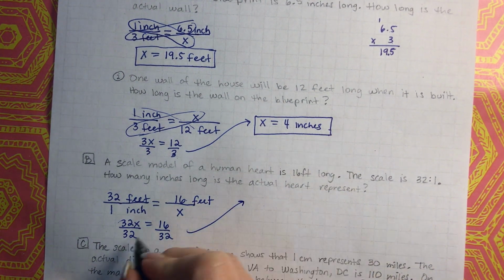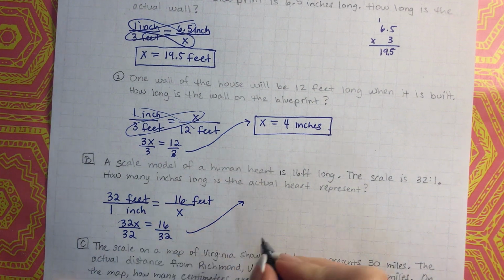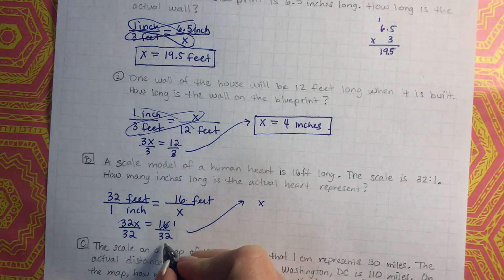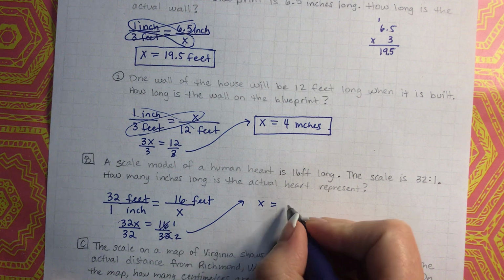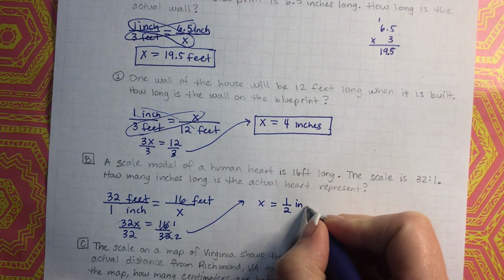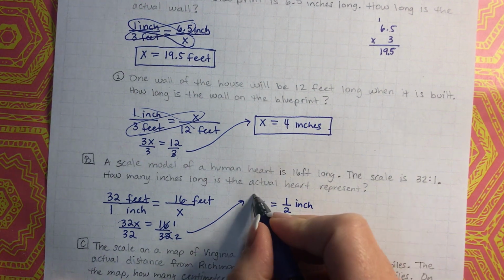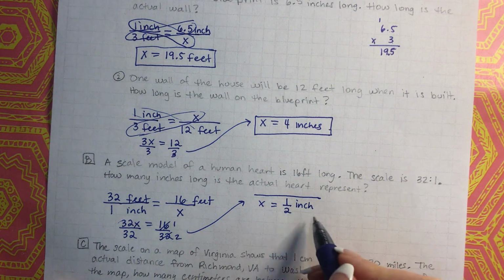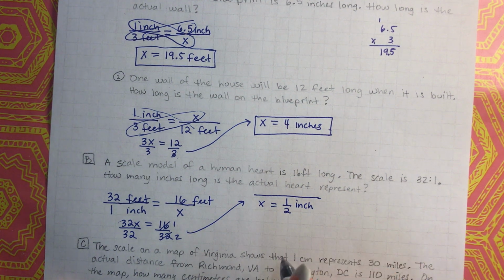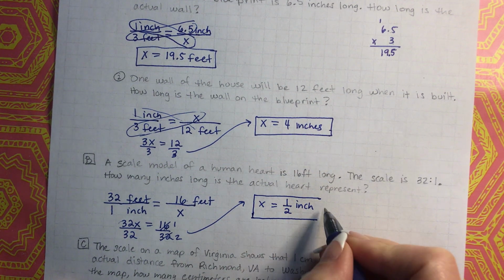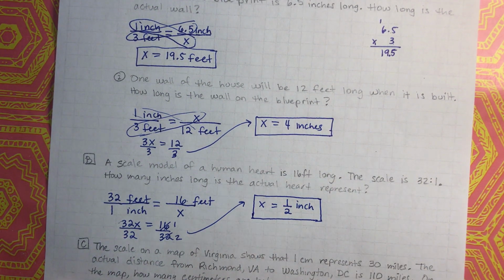Up here, 32 divided by 32 is 1. 1 times X is just X. And can we reduce that? Yeah, I think 16 goes into both. 16 goes into 16 one time, 16 goes into 32 two times. So our answer is 1/2 inch. How many inches long does the actual heart represent? 1/2 inch. That is not that big at all, is it? So there we go.